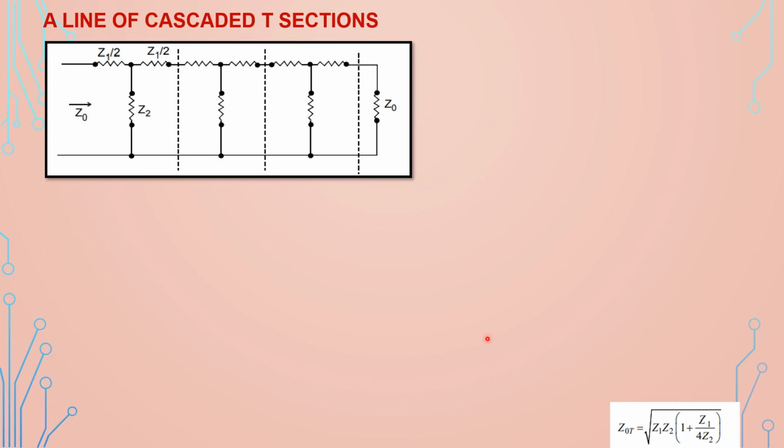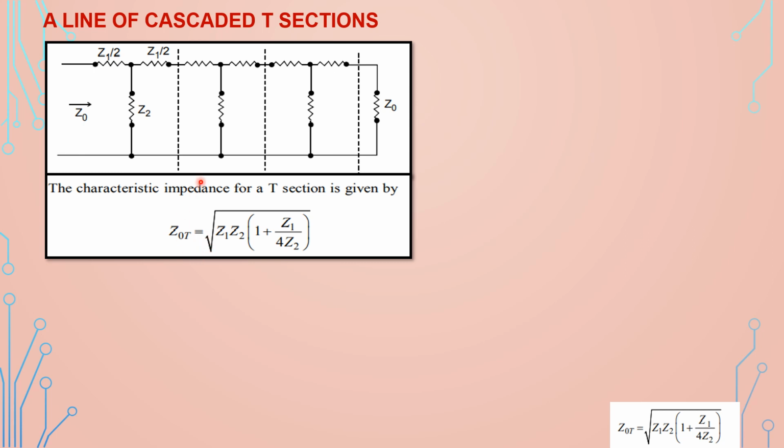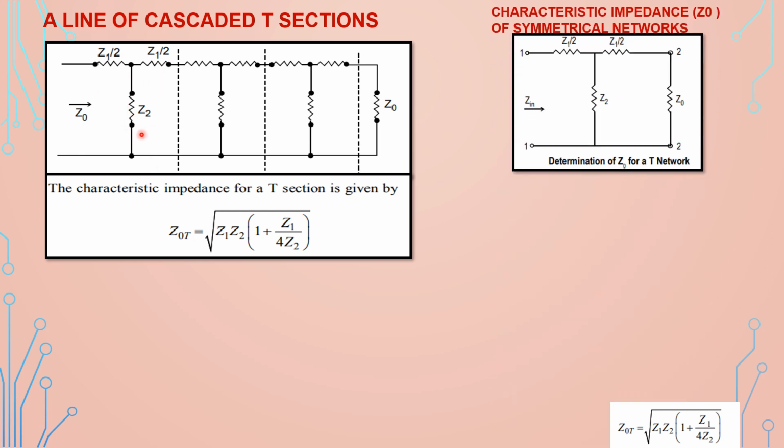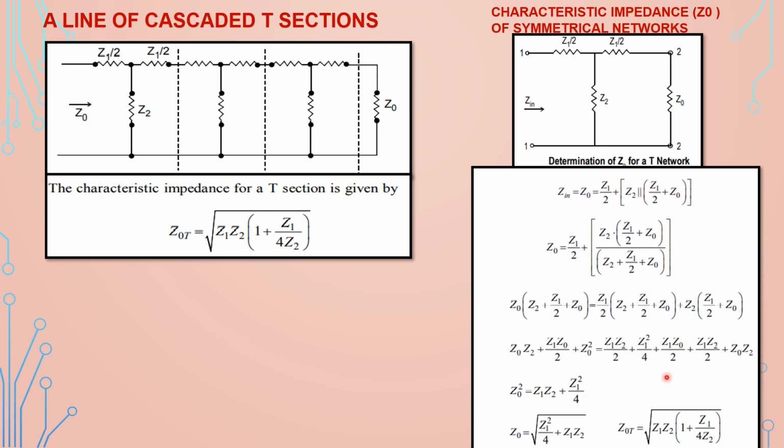Next, we will be considering one cascaded T section, a symmetrical cascaded T section. Now we are going to find out the characteristic impedance for this symmetrical T section. So I am considering only one section from this. The series impedances I am considering as Z1 by 2, Z1 by 2, and the shunt arm impedance is Z2. Since, as I told you, it's a symmetrical one, the total series impedance is Z1. But since it has two arms, it has to be equally divided. So it is Z1 by 2, Z1 by 2, and the shunt arm impedance is Z2. By considering this single section, we can find out the characteristic impedance.